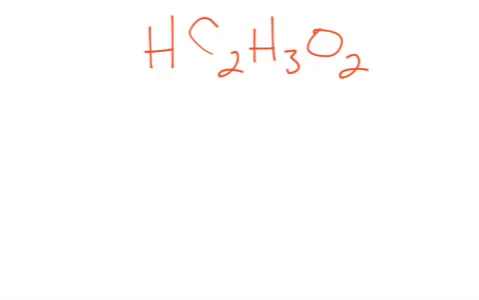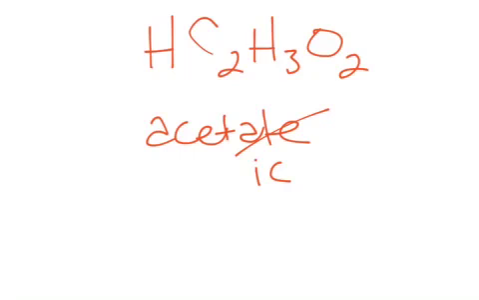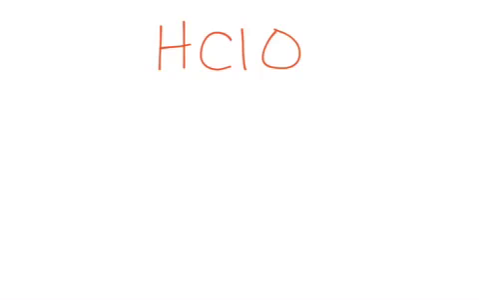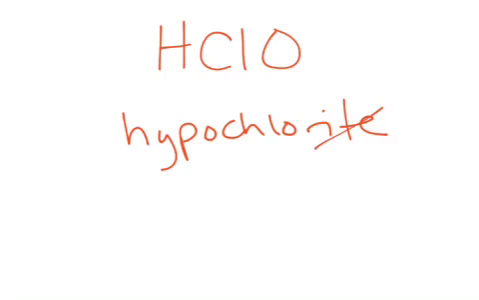Okay, two more examples. This is acetate. Okay, we don't use the hydro because we have a polyatomic ion, so we're going to drop the ATE and change it to IC. And so this is acetic acid, which is what vinegar is. And last example, this is called hypochlorite. Change the ITE to OUS, and now you have hypochlorous acid.